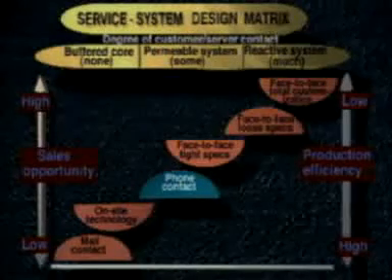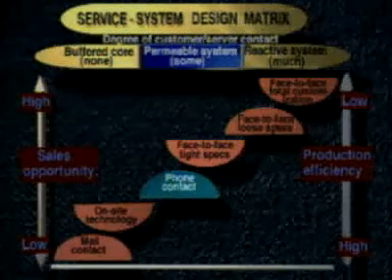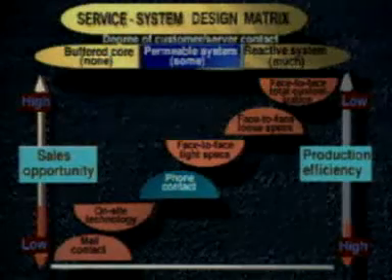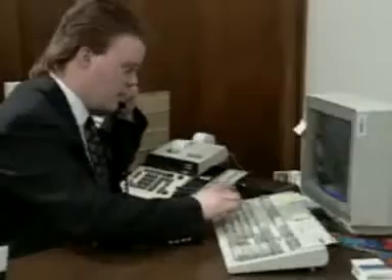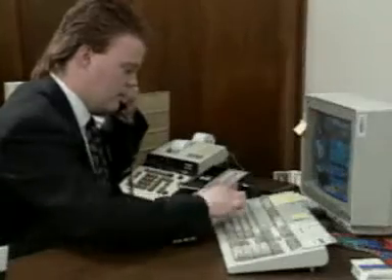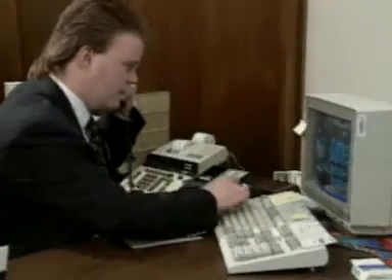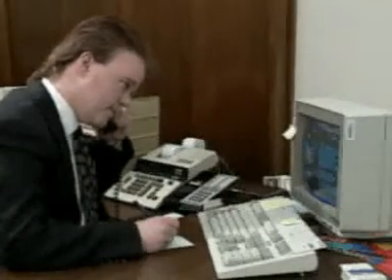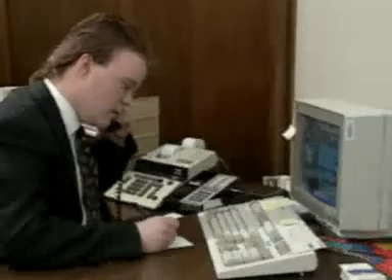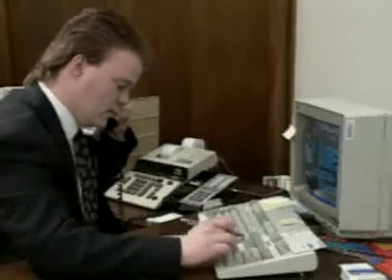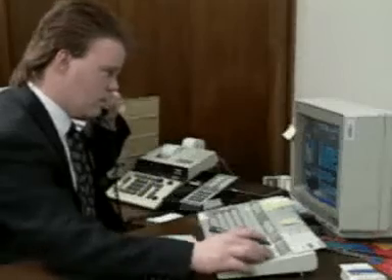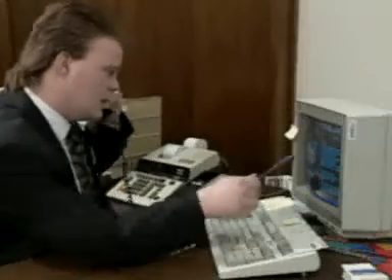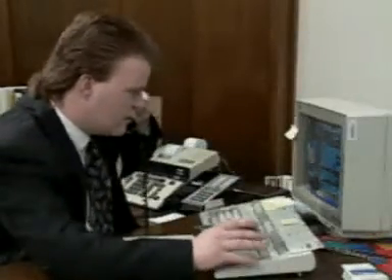A phone contact system involves some customer contact, which increases the sales opportunity. It also slightly decreases the production efficiency. When a customer calls the bank for a balance inquiry, this type of system is employed. The customer speaks to the First Chicago bank agent over the phone. The bank agent finds the account information in question on a computer and relays that information to the customer. In this service system, the bank agent can explain the problem to the customer, but has very few, if any, options in correcting the problem.